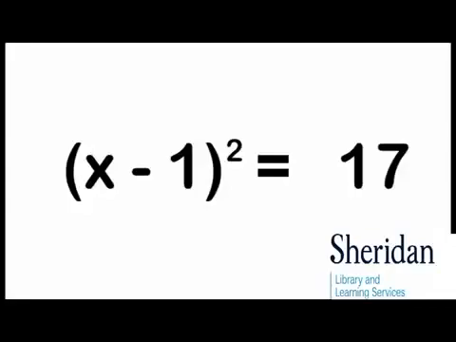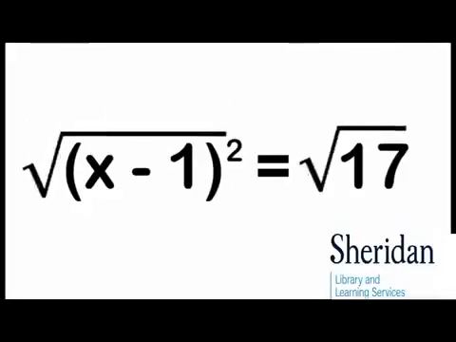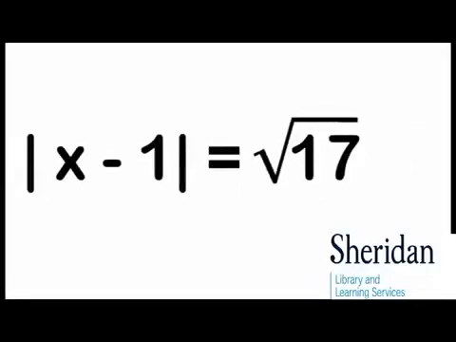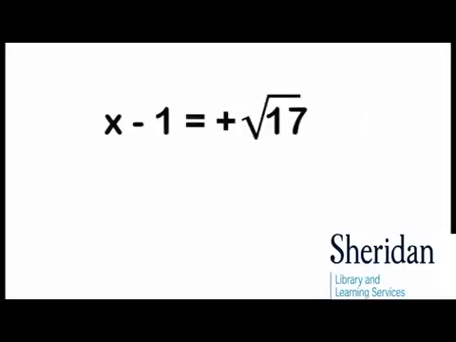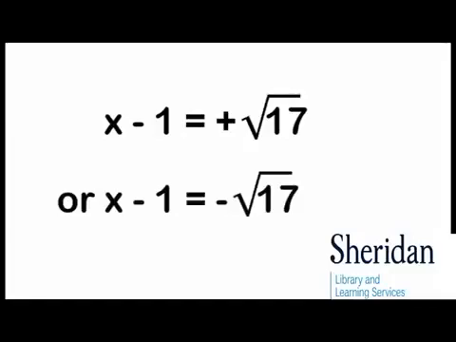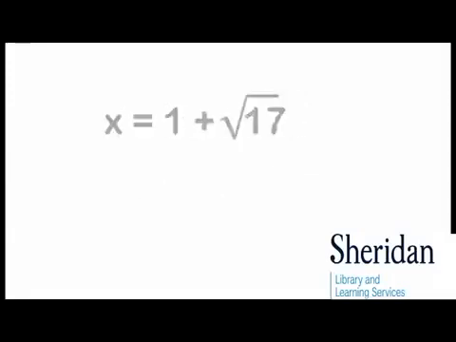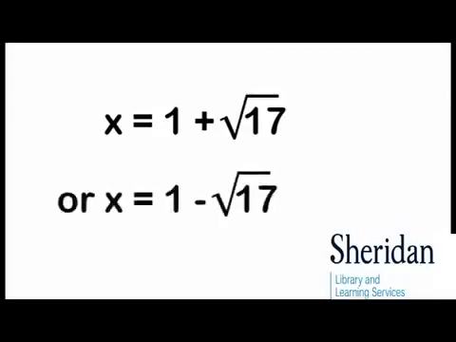x minus 1 whole squared is equal to 17. We can solve this equation in the same two ways that we used for the previous question. In the first method, we square root both sides, so we get the absolute value of x minus 1 equals the square root of 17. Therefore, x minus 1 equals plus square root of 17 or x minus 1 equals minus square root of 17. After isolating for x in both the equations, we get x is equal to 1 plus square root of 17 or x is equal to 1 minus the square root of 17.